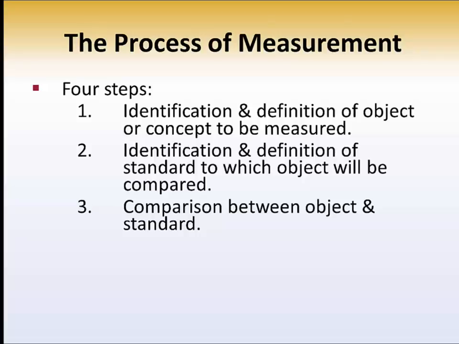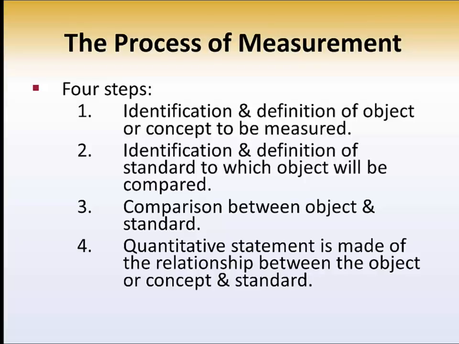The third step is to compare the object that's been measured to the standard that you've used in the process. The fourth step is a quantitative statement made about the relationship between the object and the concept and standard. So does the person exceed some level of measurement? Is the person over 6 feet or under 6 feet?